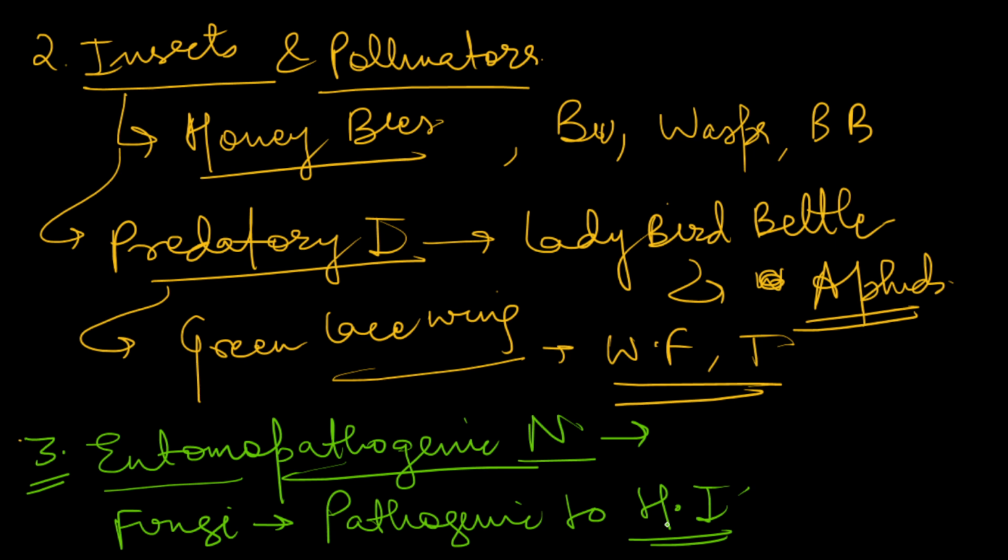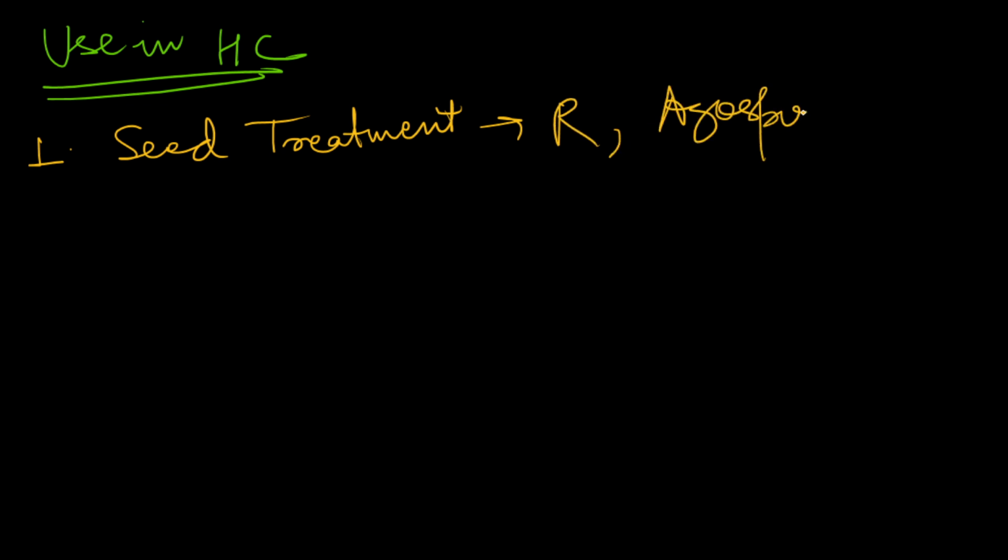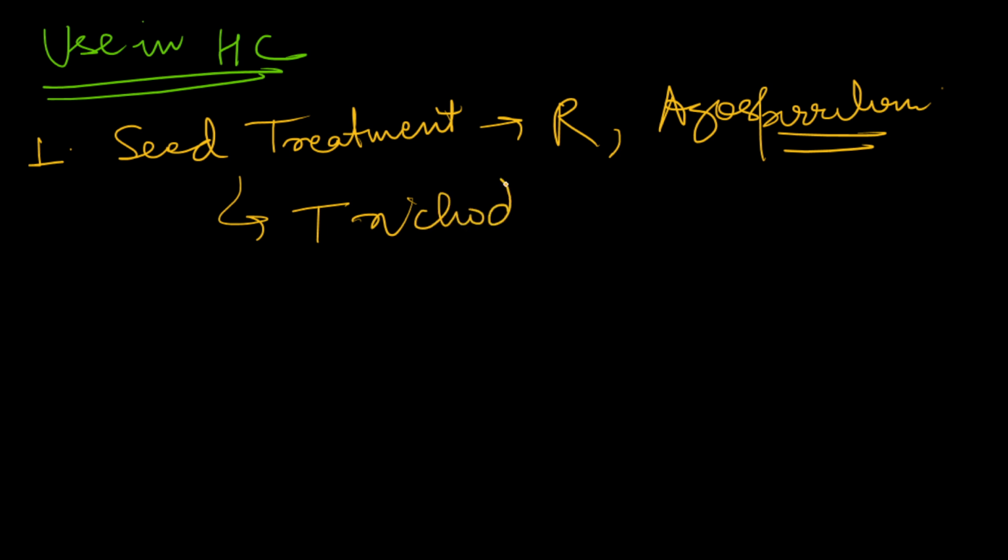Now you can mention their use in horticultural crops. First use, obviously, is seed treatment. In seed treatment, you can use inoculations of rhizobium and azospirillum before sowing. Trichoderma is also used to prevent seeds from fungal infections or other pathogenic infections. So the first use could be seed treatment.